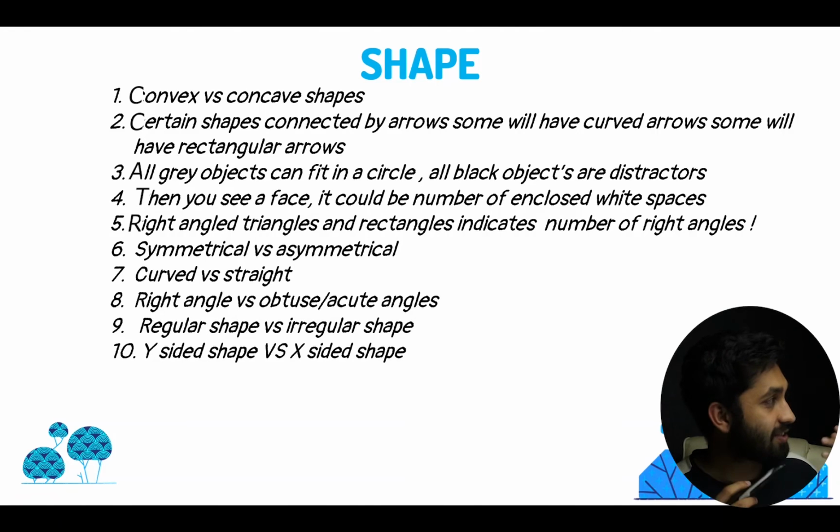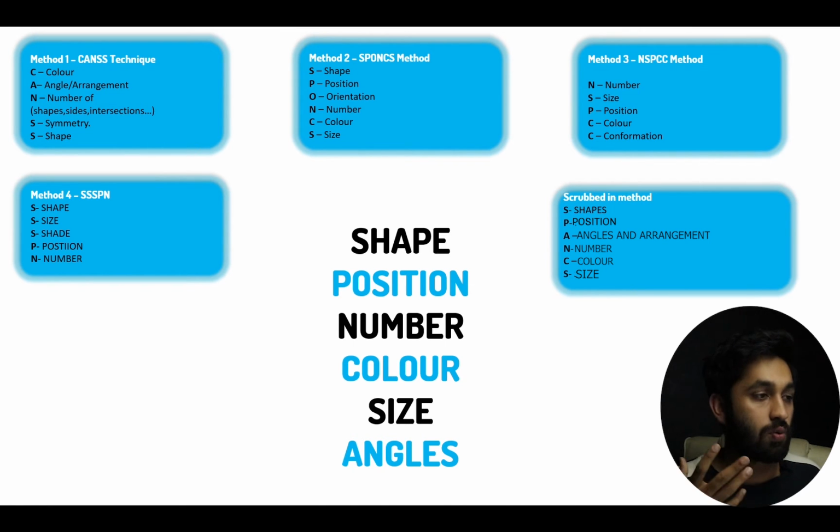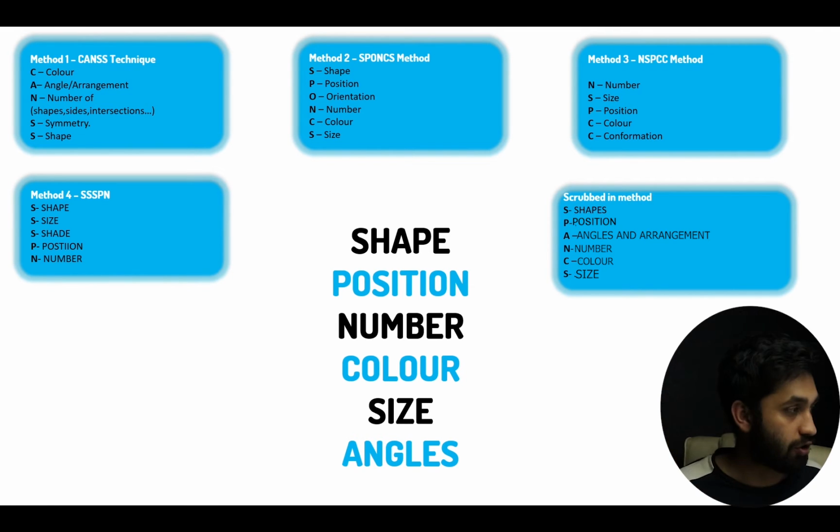Okay, so let's take a look at some of the common patterns we find per category. So for example, shape, position, number, color, size, and angles. Now just another tip, every single time you get a pattern wrong, which no doubt you will throughout the early stages of revising abstract reasoning, every time you do, you want to be writing the pattern down.